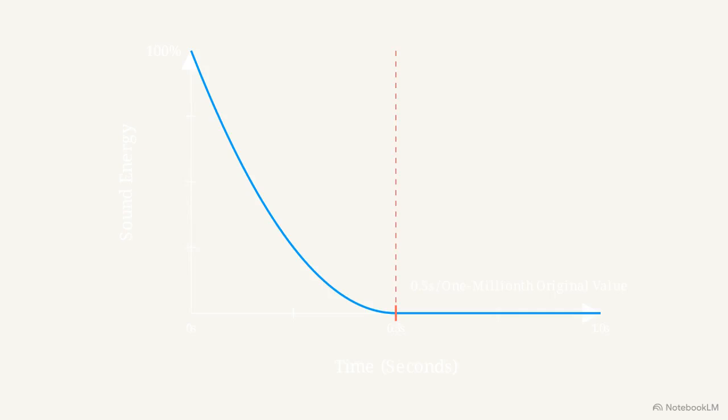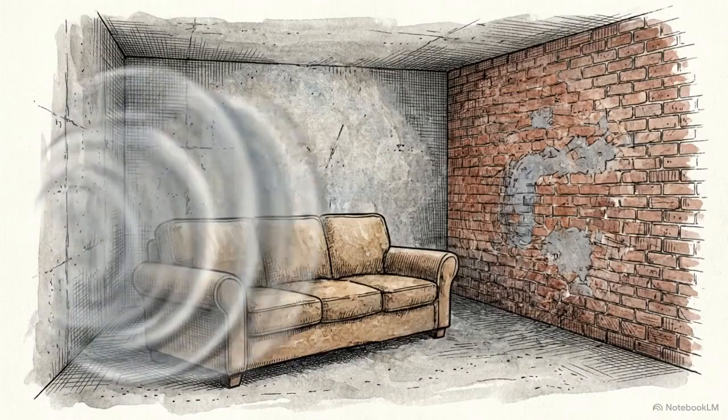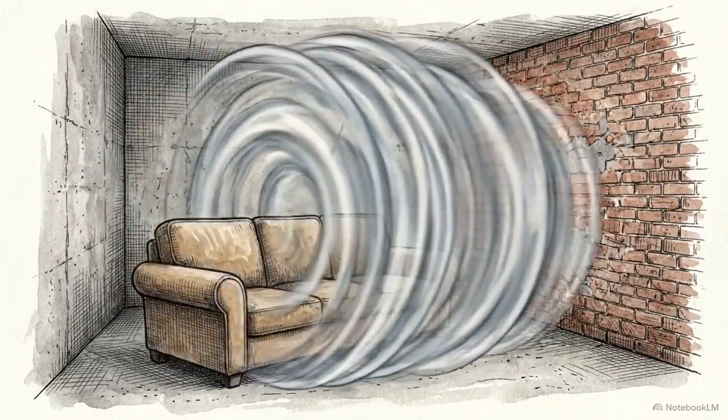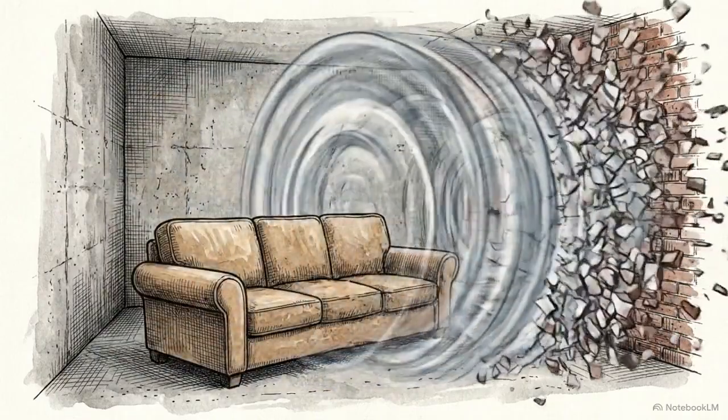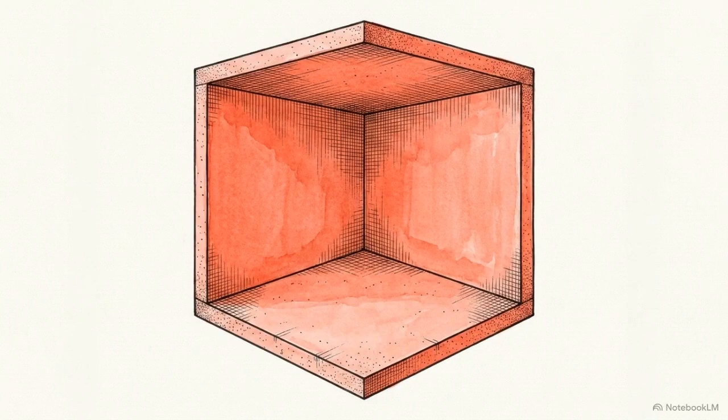Low frequencies, however, operate on a different scale. Massive bass waves are virtually immune to standard room furnishings. They pass straight through fabrics and reflect violently off the solid structural walls. The room's architecture acts as the final, unchangeable acoustic component of the entire signal chain.